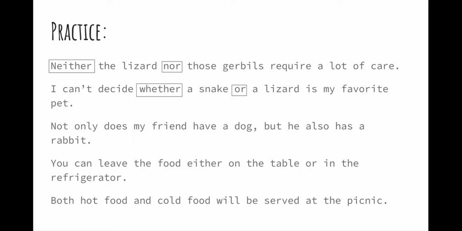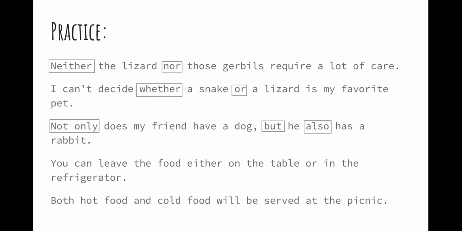All right, let's look at the third one. Not only does my friend have a dog, but he also has a rabbit. So this one might be a little trickier because these are not as commonly used in your own writing, or at least you didn't know that's what these were called as conjunctions. But hopefully you found not only and but also. And notice when you have the but also on the second half, sometimes there's going to be a word in between, and that's fine. Sometimes there won't be, but sometimes there will be.